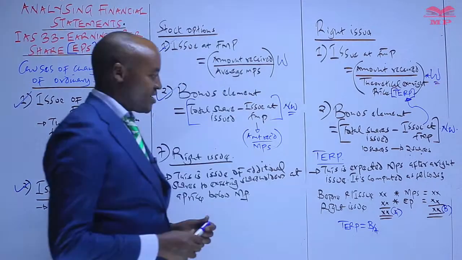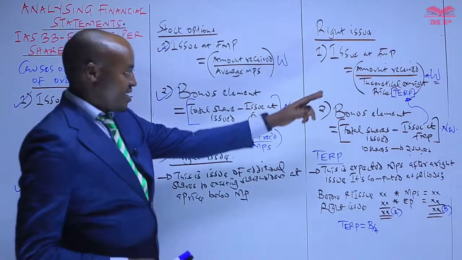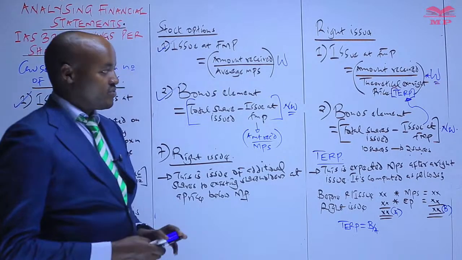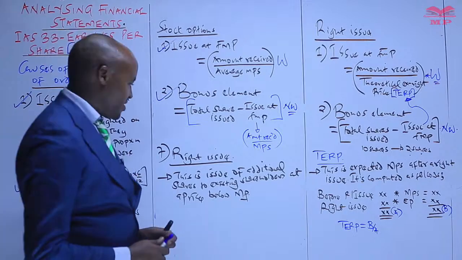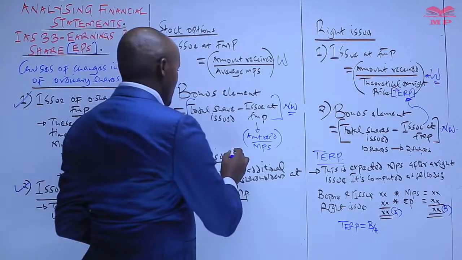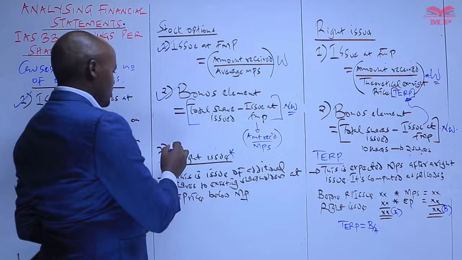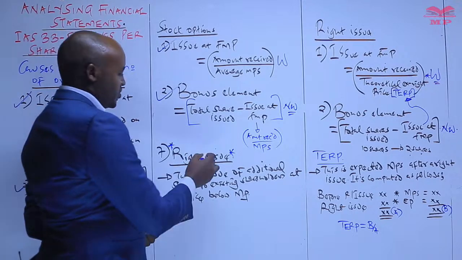So that is the price which we use up there in terms of computing the shares which were issued at full market price. I've said that this concept, the concept of the rights issue, is actually tested in almost all questions on earnings per share.